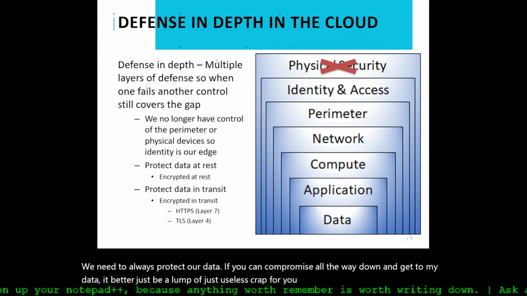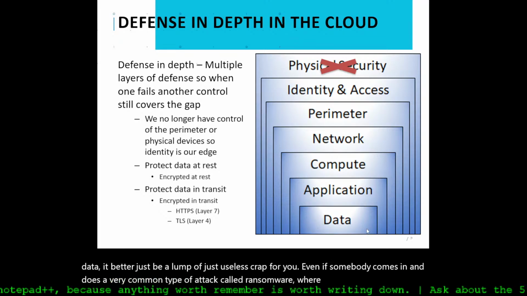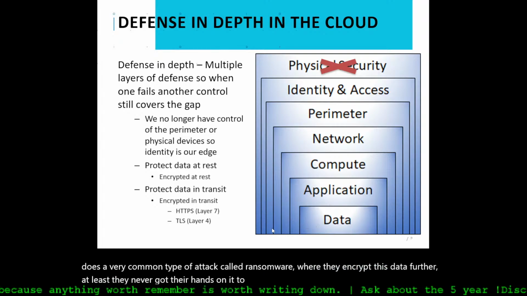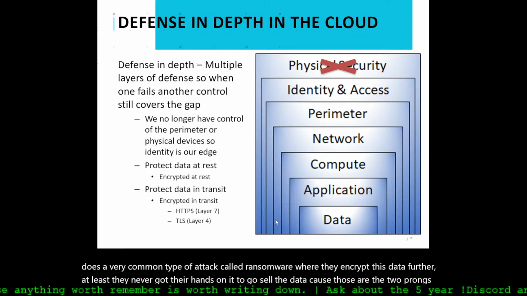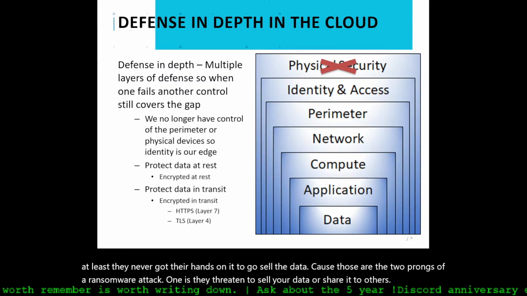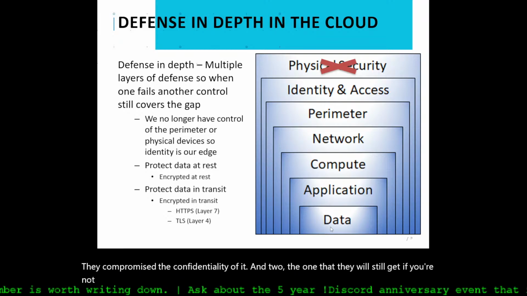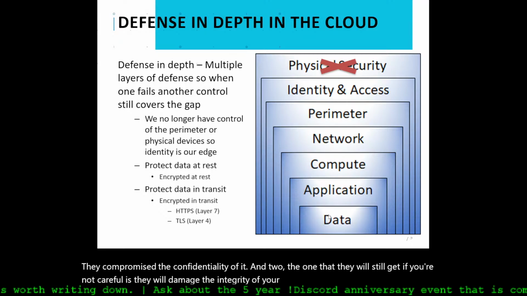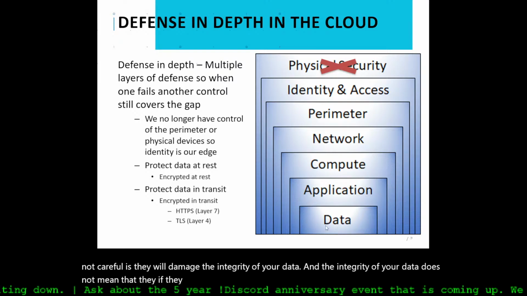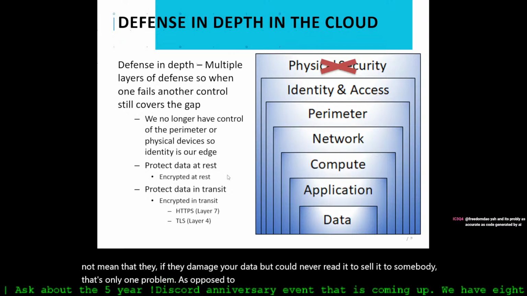Even if somebody comes in and does a very common type of attack called ransomware, where they encrypt this data further, at least they never got their hands on it to go sell the data. Because those are the two prongs of a ransomware attack. One is they threaten to sell your data or share it with others. They compromise the confidentiality of it. And two, the one that they will still get if you're not careful, is they will damage the integrity of your data. If they damage your data but could never read it to sell it to somebody, that's only one problem as opposed to having two problems.